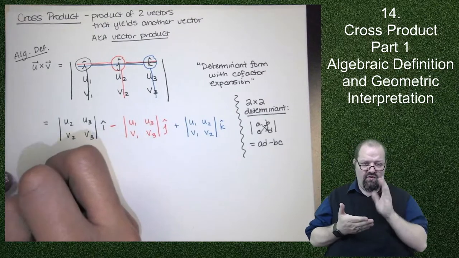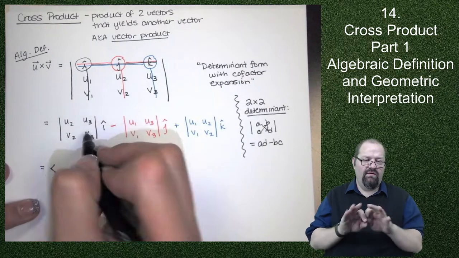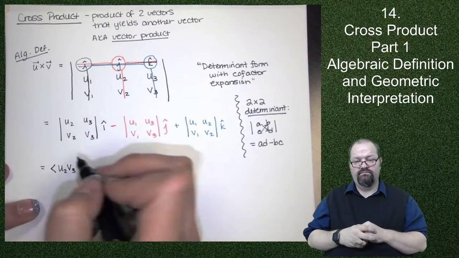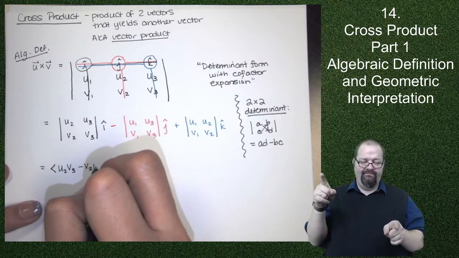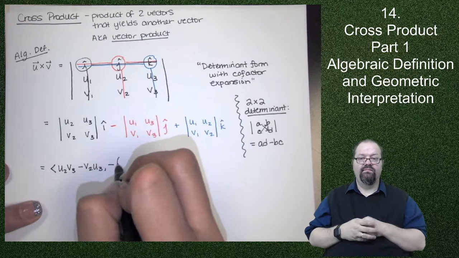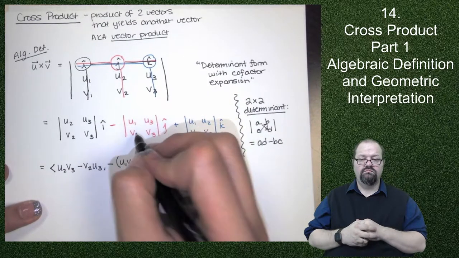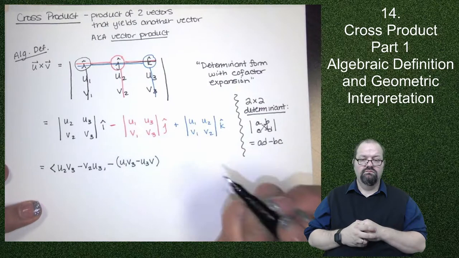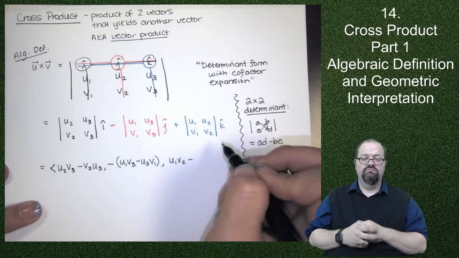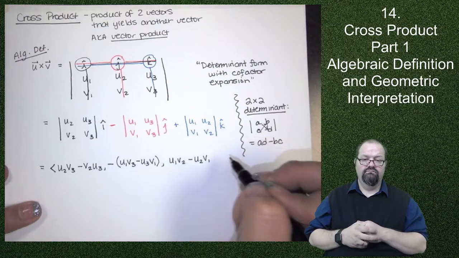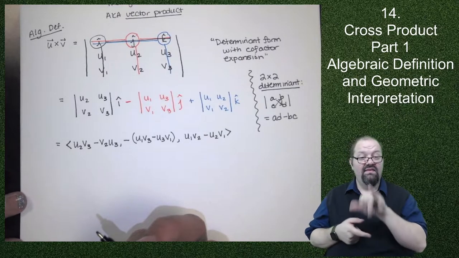I'm going to list it in component form now: u2 times v3, or v sub 3, however you prefer, this times this, minus this times this. That's times i hat. And then we've got a negative 1 times u1v3 minus u3v1, times j hat, plus u1v2 minus u2v1 times k hat. So that's the algebraic definition of the cross product.